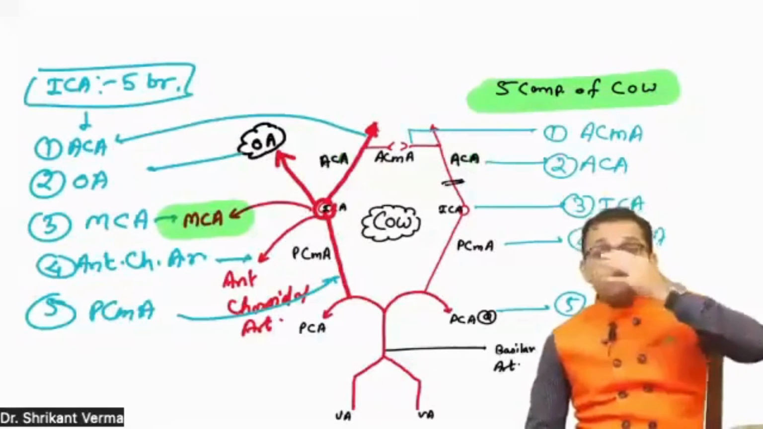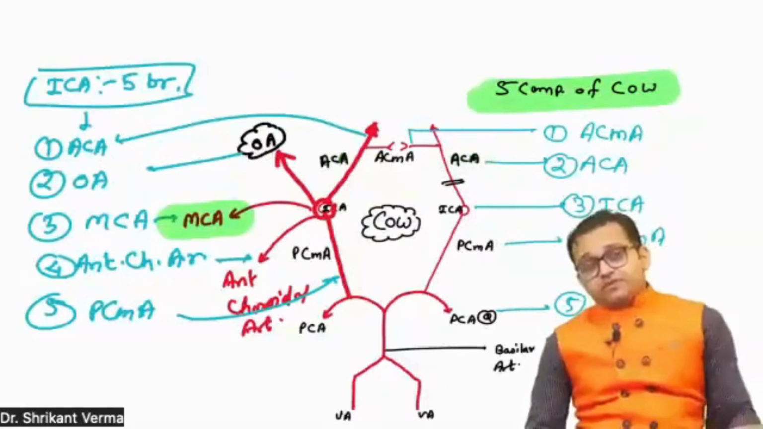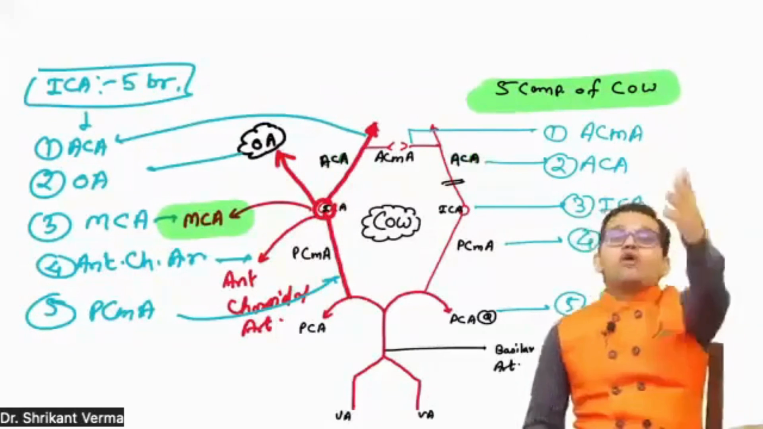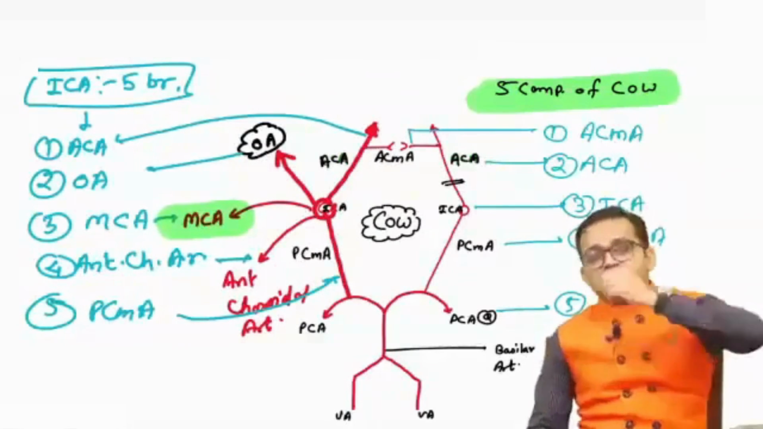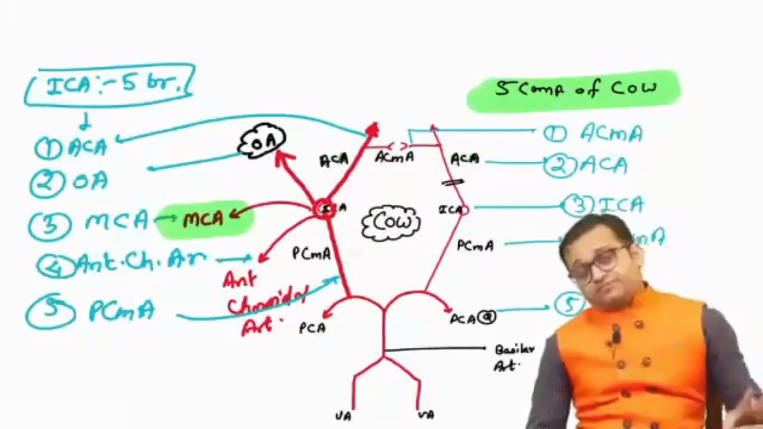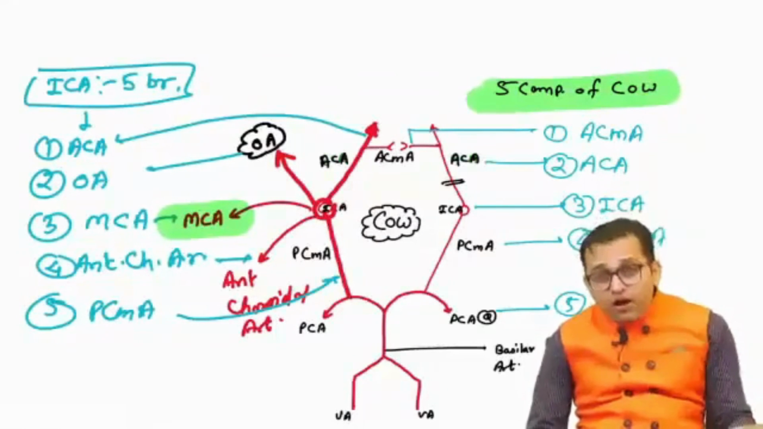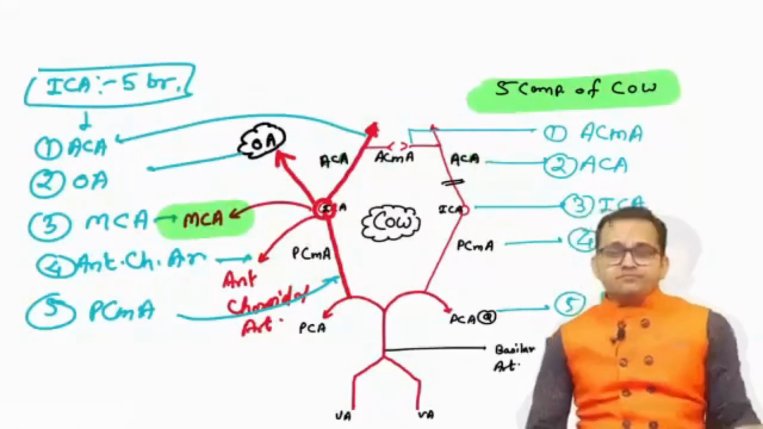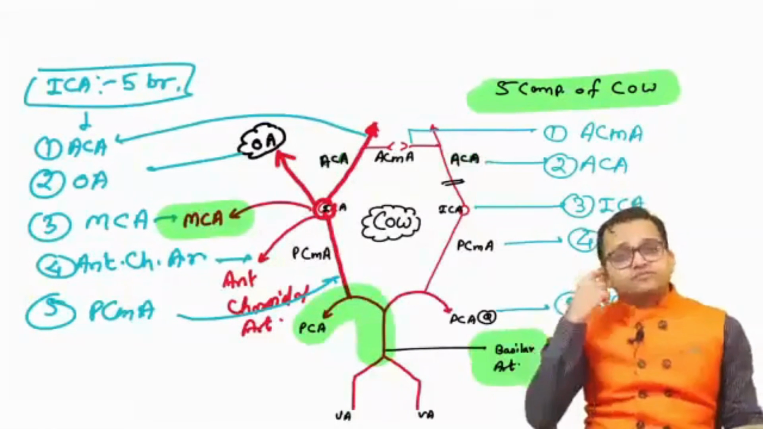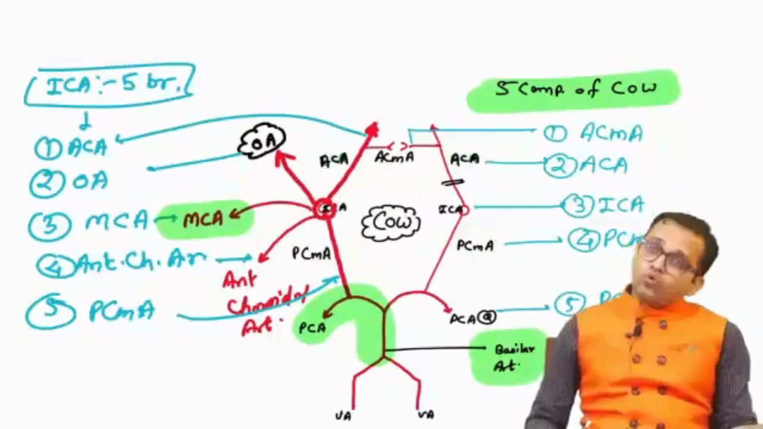Next question. All are the branches of the internal carotid artery except: akka, makka, pakka, anterior choroidal artery. The posterior cerebral artery is the branch of basilar artery. Don't forget. These are the questions where we will make mistakes. So remember these points. Okay.